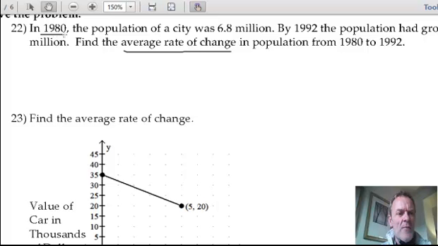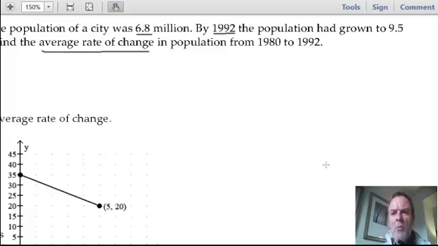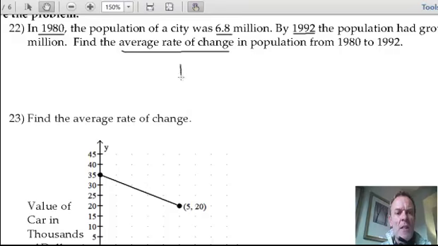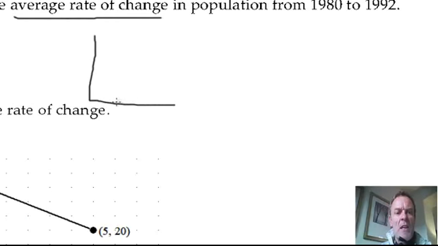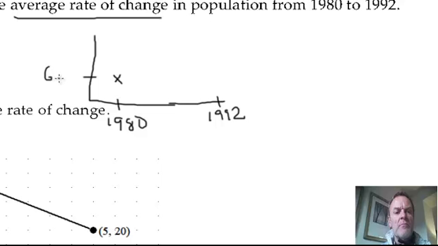Okay, 1980. Population was 6.8 million. 1992. Population had grown to 9.5 million. Okay, so we can think of it like this. Let's say this is 1980 and this is 1992. So in 1980, let's call this 6.8 million. In 1992, let's call this 9.5 million.